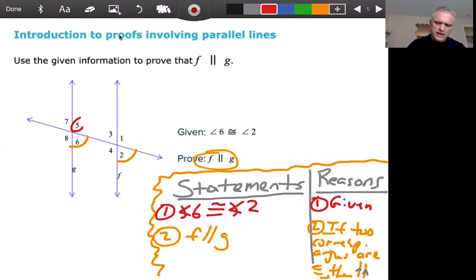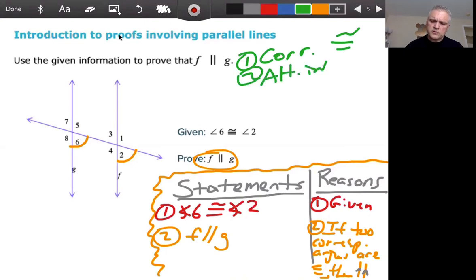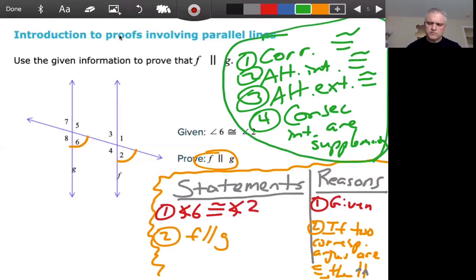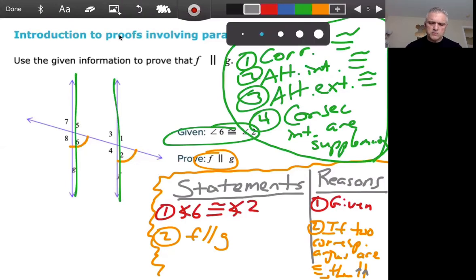So the things that they could have you use for your reason that two lines are parallel: number one, corresponding angles are congruent. Number two, alternate interior angles are congruent. Number three, alternate exterior angles are congruent. And then number four, consecutive interior angles, and it also works with consecutive exterior, are supplementary. So if any of these are given to you, like this one was, then you can say the two lines that are crossed by the transversal must be parallel.